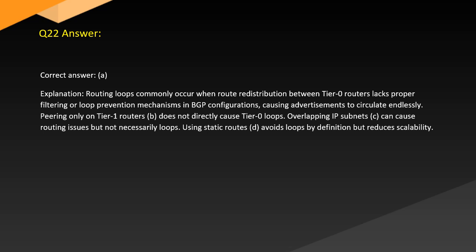Answer. Correct answer, A. Explanation. Routing loops commonly occur when route redistribution between Tier 0 routers lacks proper filtering or loop prevention mechanisms in BGP configurations, causing advertisements to circulate endlessly. Peering only on Tier 1 routers, B, does not directly cause Tier 0 loops. Overlapping IP subnets, C, can cause routing issues, but not necessarily loops. Using static routes, D, avoids loops by definition, but reduces scalability.